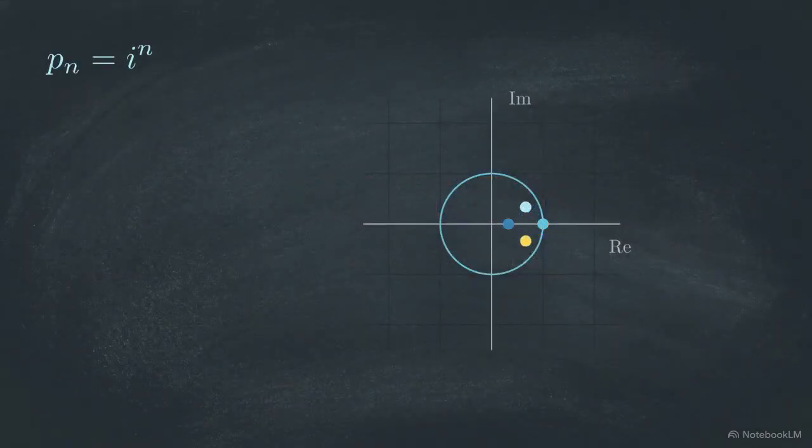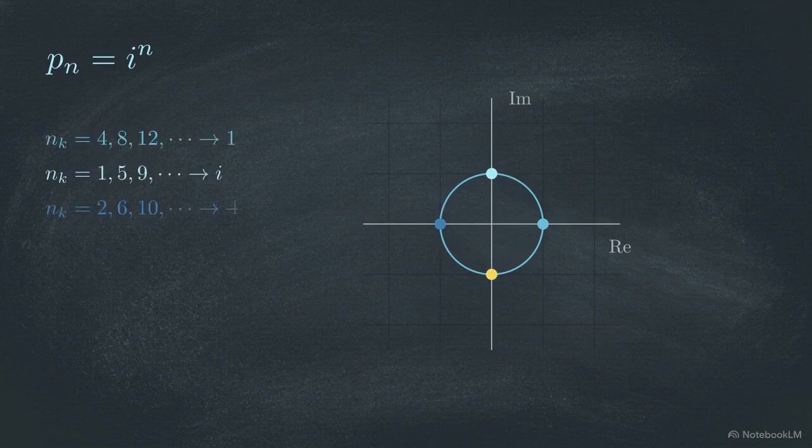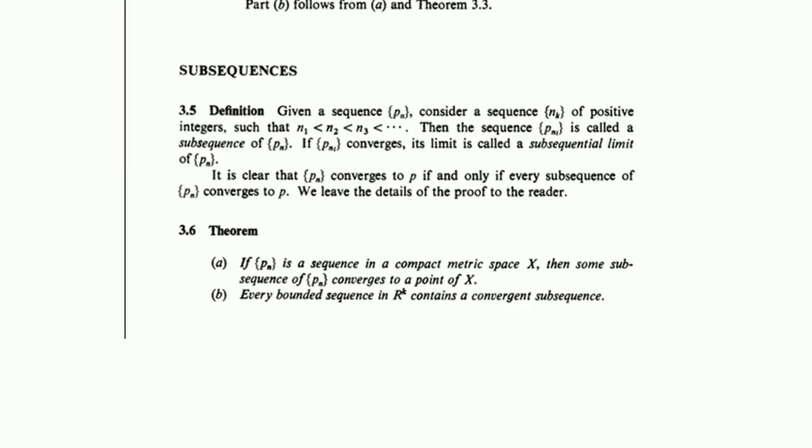Depending on the progression of indices you choose, you can extract 4 distinct perfectly stable subsequences. The limits are 1, i, -1, and -i, located precisely at the 4 cardinal points on the unit circle. Let's tie this mechanics back to the text. Look at Theorem 3.6, Part A, at the bottom of page 51.